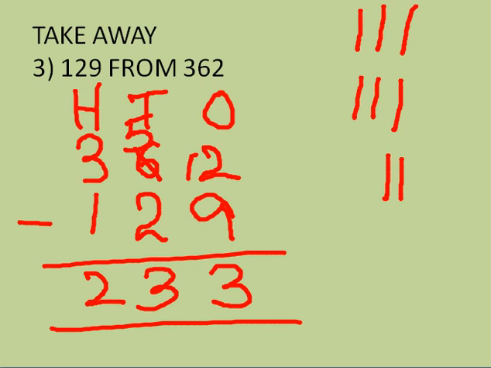So, take away 129 from 362. The answer is 233. I hope you have understood this. Try more questions of this type, 3-digit subtraction questions, and learn it properly. Okay, thank you children.